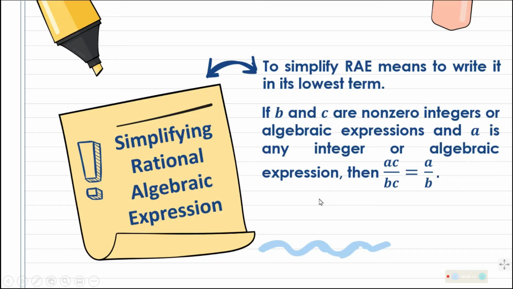So how are we going to simplify RAE? Simplifying RAE means to write it in its lowest term. So kung sa fraction may lowest term, sa RAE meron din.